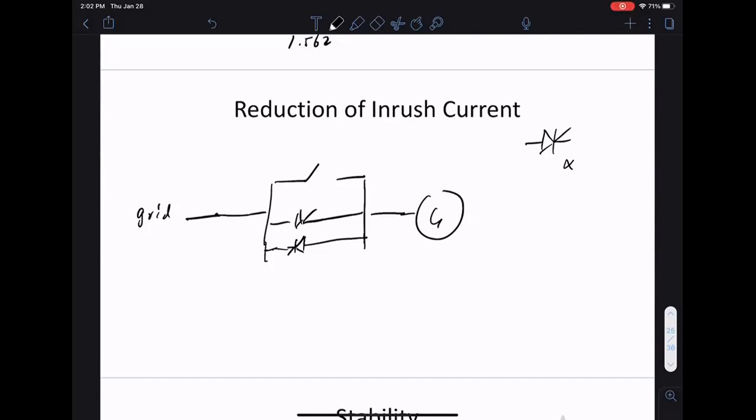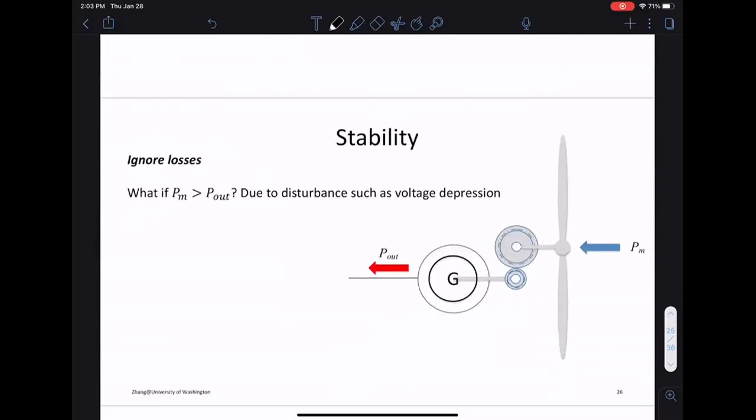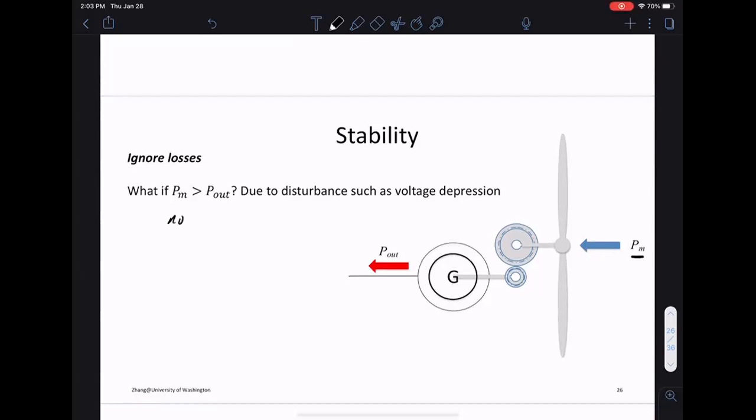Another thing we care about is stability. For this kind of system, what we always worry about is that you have mechanical power into the system, and this mechanical power is determined by wind. So in some sense it's random. You have this random mechanical power coming into the system. And then normally, PM equals P out, so the electrical power equals the mechanical power, subtracting the losses.